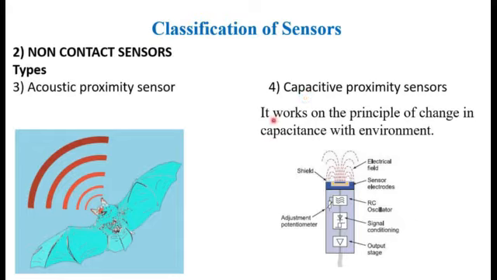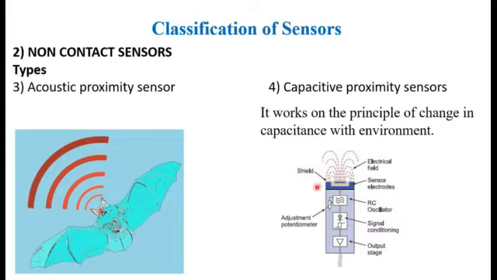Then, in the case of capacitive proximity sensors, the capacitive proximity sensor works on the principle of a change in the capacitance with the environment. This capacitive proximity sensor is a non-contact type device that can detect the presence and absence of a physical object. These sensors utilize the electrical proximity of the capacitance and the change of capacitance based on the change in the electrical field around the active face of the sensor.